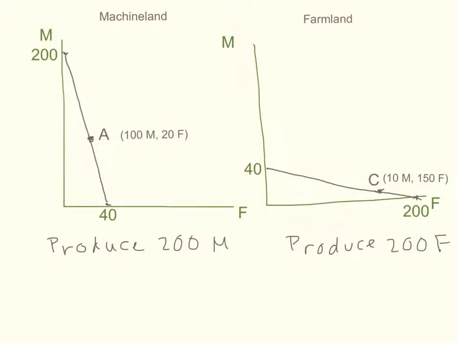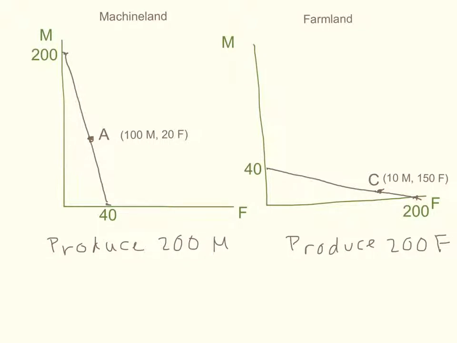Recall that we discovered that farmland had a comparative advantage in the production of food because they had the low opportunity cost of food. And by the way, we know then that machine land has the comparative advantage in the production of machines because there's only two goods in two countries. So let's focus on food first.